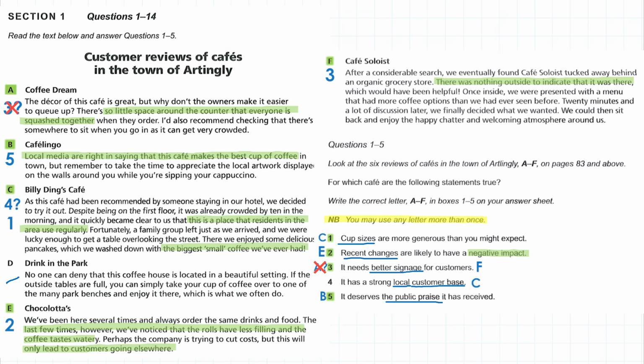And now let's look through all our answers. 1C, 2E, 3F, 4C, and 5B. Okay, so we found an answer to each question. Solved. Okay, shall we move to the next question type?